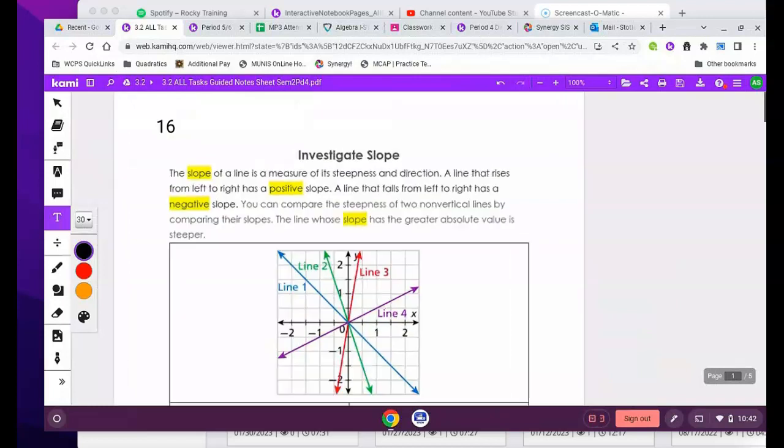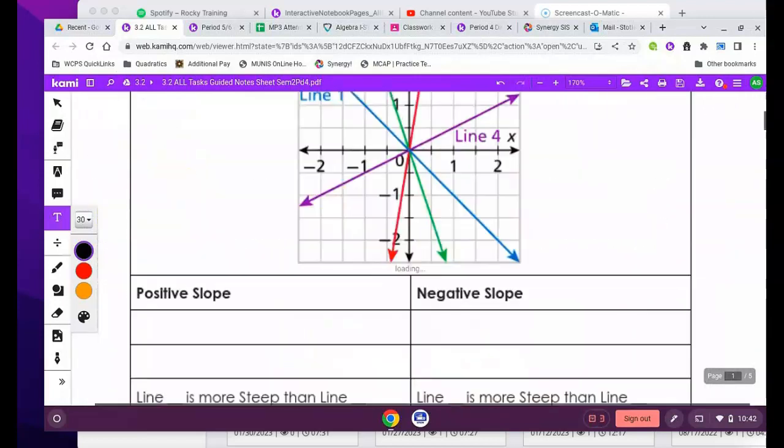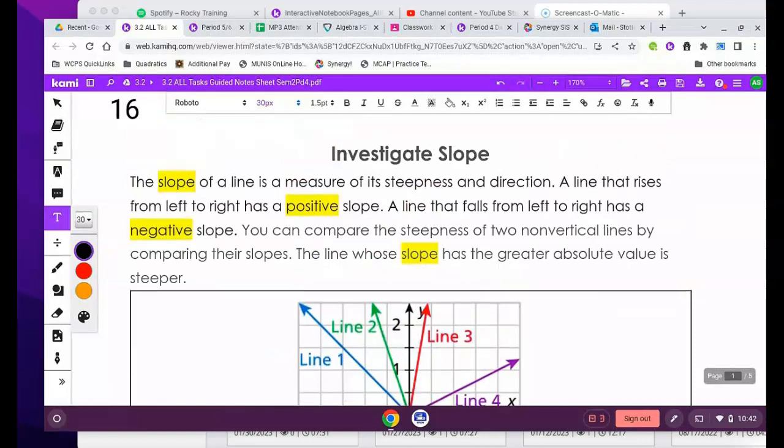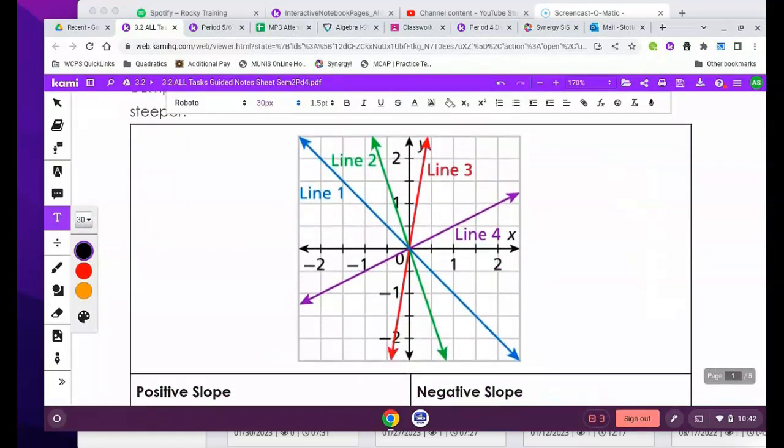The slope of a line is a measure of its steepness and direction. A line that rises from left to right has a positive slope. A line that falls from left to right has a negative slope. You can compare the steepness of two non-vertical lines by comparing their slopes. The line whose slope has the greater absolute value is steeper. So in this example, we have four different lines.